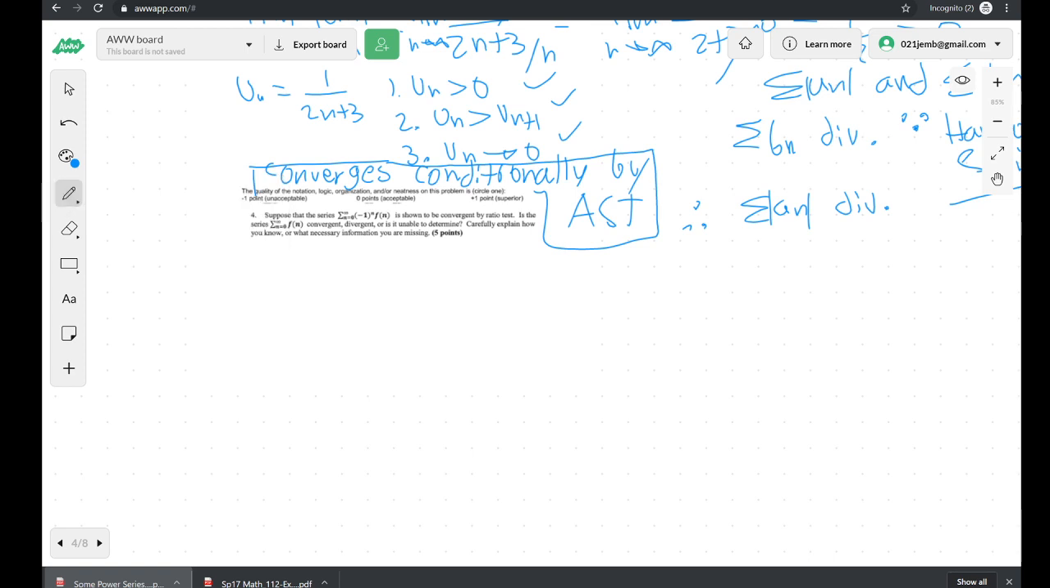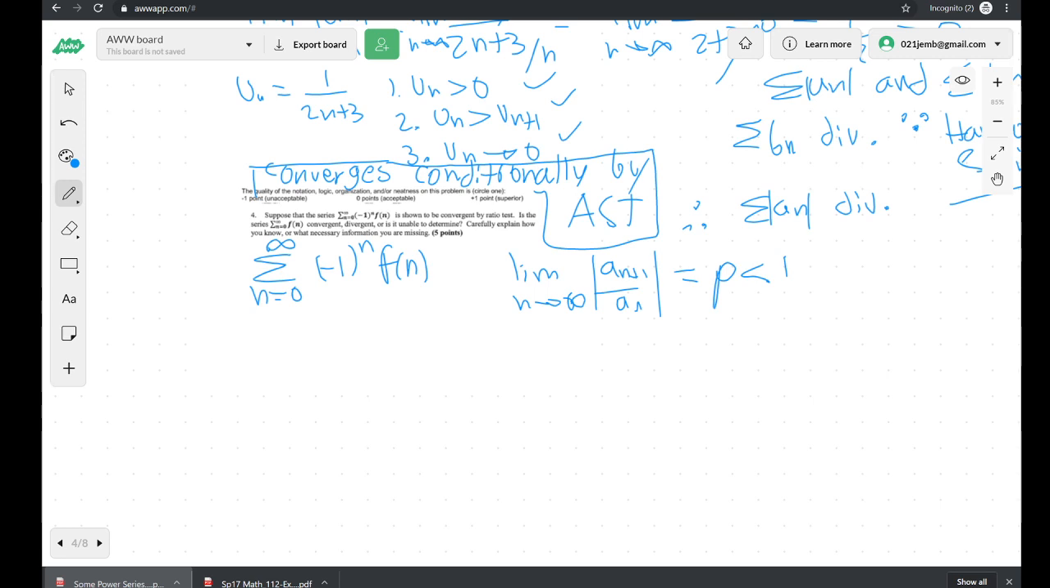For question 4, suppose that the series, the sum from n equals 0 to infinity of -1 to the n times f of n, is shown to be convergent by a ratio test. Remember that the ratio test is simply the limit as n goes to infinity of the absolute value of a sub n plus 1 divided by a sub n. And then we know that if this limit equals some value rho that is less than 1, it will converge absolutely.